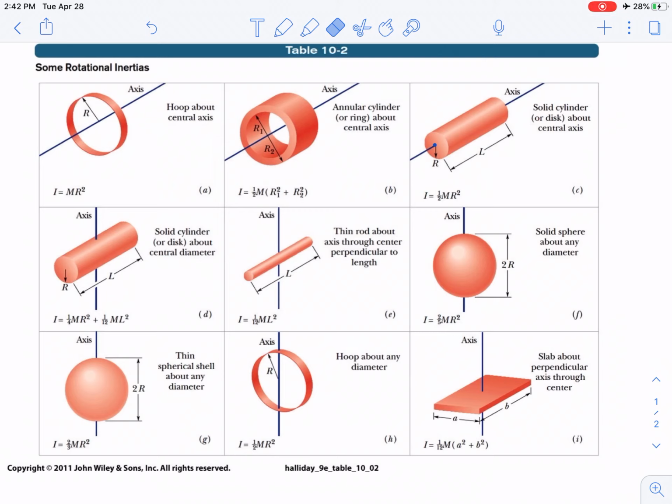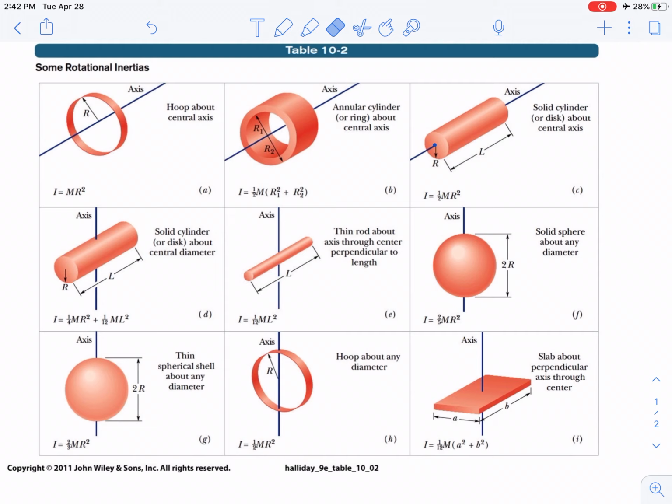Okay, so to find omega, we also need the inertia, right? And we need to use table 10.2 because the objects we have in the problem are not point particles. If they were, then I would simply use mr squared. But they're not, so we need to figure out which inertias are the cases for this problem. Remember that we have a rod and a disk, right?